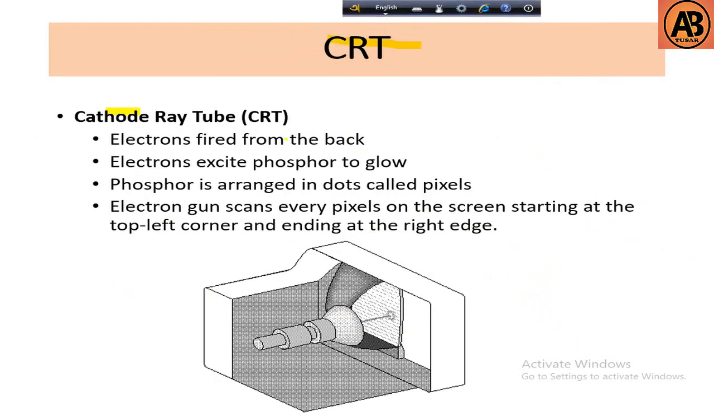Then CRT means cathode ray tube. Here you can see this is a CRT monitor, cathode ray tube. Electrons are fired from the back. The electrons excite phosphor to glow. Then phosphor is arranged in dots called pixels. All the phosphor is arranged in pixels in this region. Then the electron gun scans every pixel on the screen, starting at the top left corner and ending at the right edge, that is left to right. Different types of dots help to view the visual.